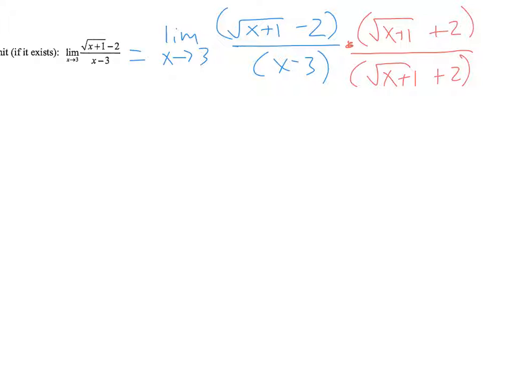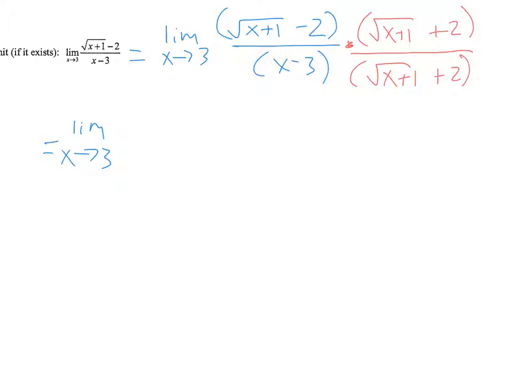Okay, so it's kind of like multiplying by 1. So I've set that up. I know it looks a little messy, but it'll simplify here pretty quickly. So I'm going to, again, write down the limit as x approaches 3. I want you to think about what's going to happen in this numerator right now.